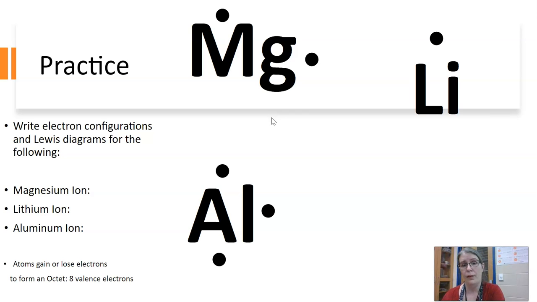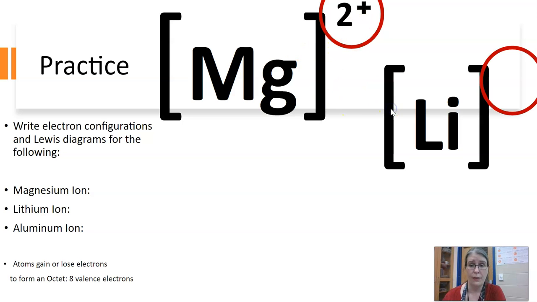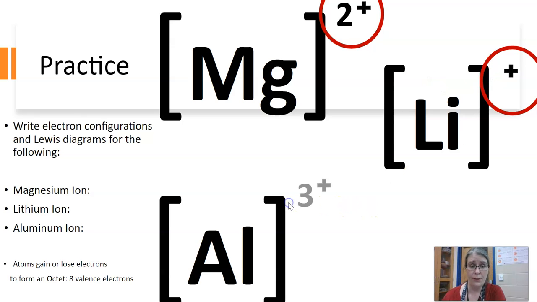No. So with magnesium, I would lose those 2 electrons. Since I lost 2, I have a 2 plus charge. With lithium, I lose that 1 dot, I get a +1 charge. And with aluminum, because I lost all 3 of those dots, I get a +3 charge. So with cations, you can look at how many electrons I had to lose to get the charge on the ion.